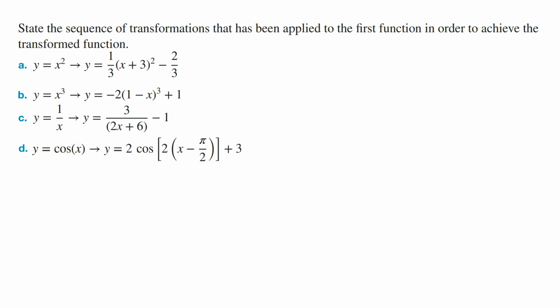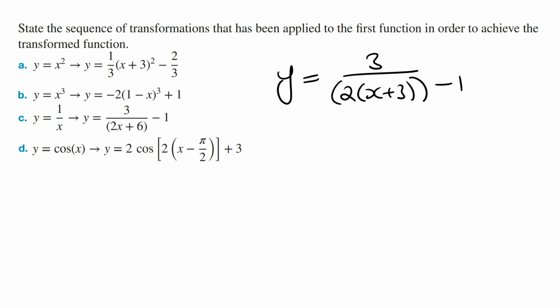Part C. Y is equal to 1 on x, which is the original function. And looking at the transform function, again notice that the x term does not have a coefficient of a +1. And so we're going to need to rewrite this so that the coefficient becomes a +1. And so rewriting the image function, this is going to be y is equal to 3 on, and then we're going to divide by 2, which is going to be 2 times x plus 3, and then we're going to have a -1.